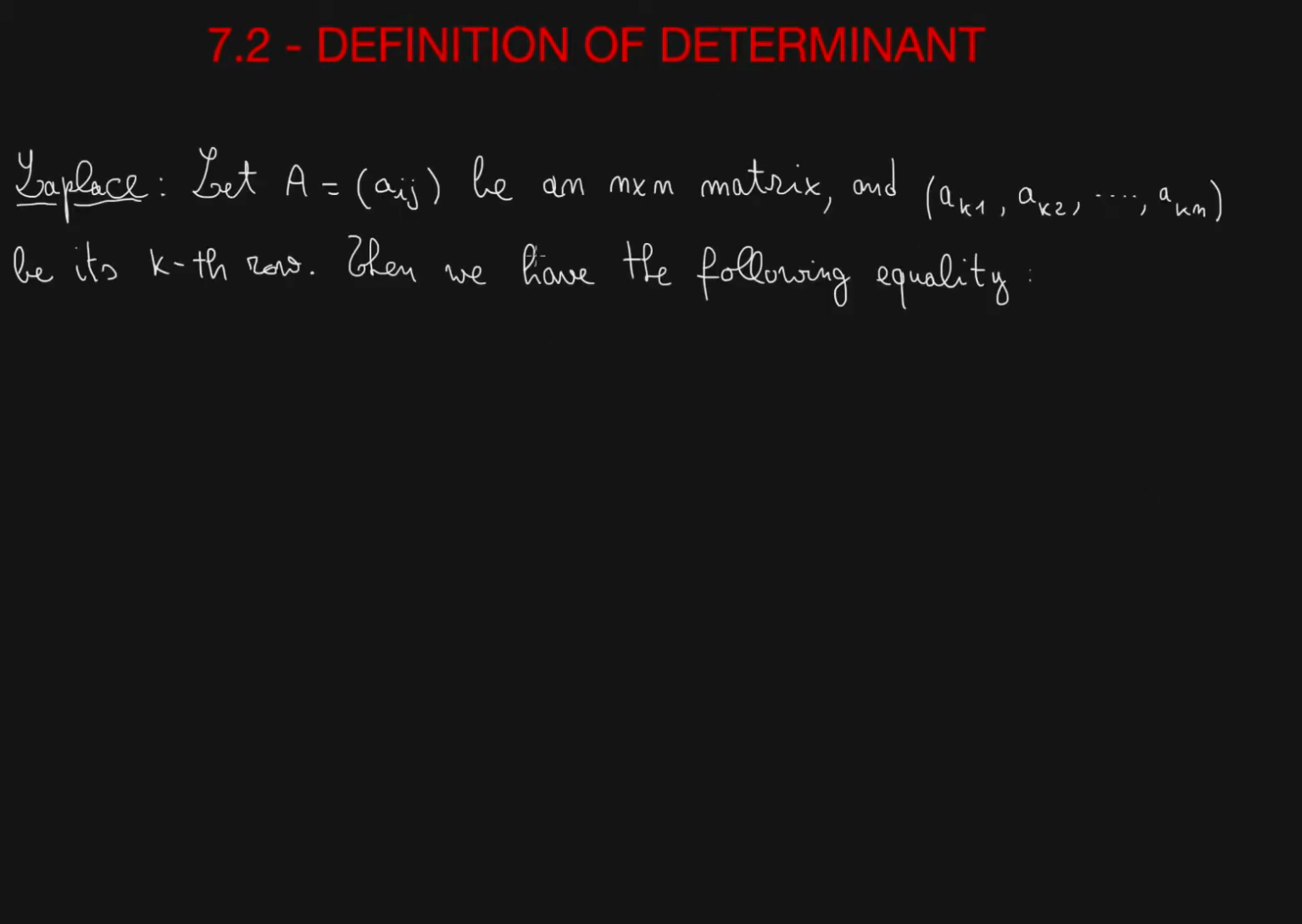In this lecture we are going to define the determinant that we introduced in the previous lecture. The best way to define the determinant is to use the Laplace expansion. So let A be the matrix with coefficients aij, and A is going to be an n by n matrix. We are going to define the determinant, as we said in the previous lecture, just for square matrices.